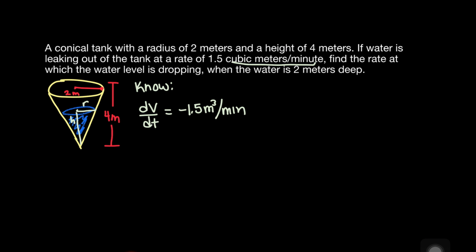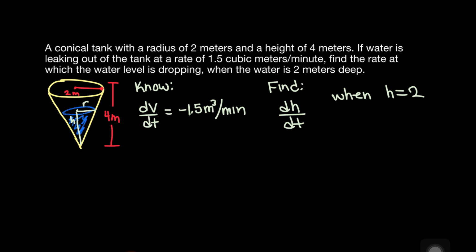What am I trying to find? I'm trying to find how the water level is changing. The water level would be the height of that water. So I want to find dh/dt, and I want to find that when the water level is 2 meters, when h equals 2. So I have identified the derivative I know and the derivative I want to find.